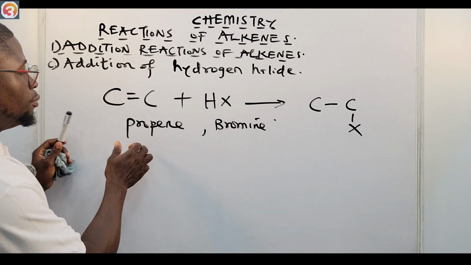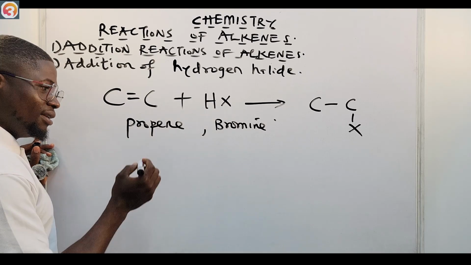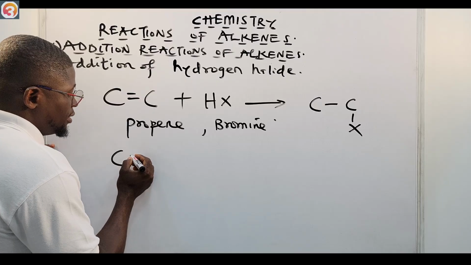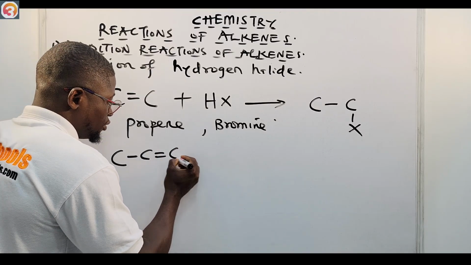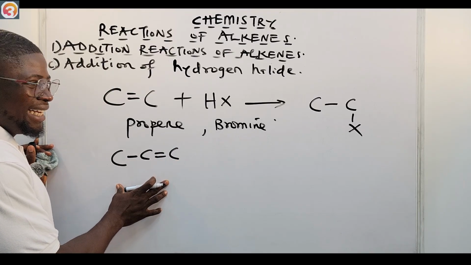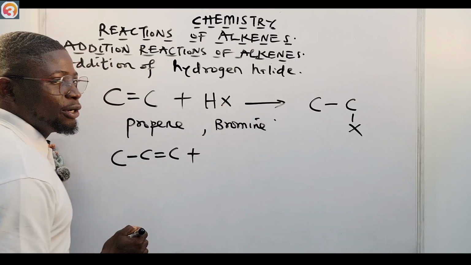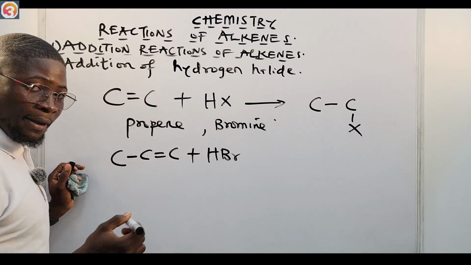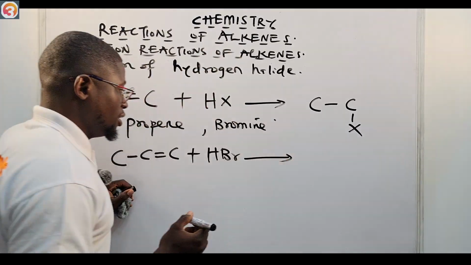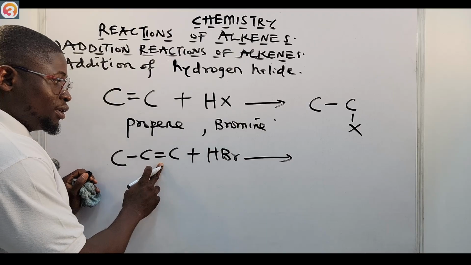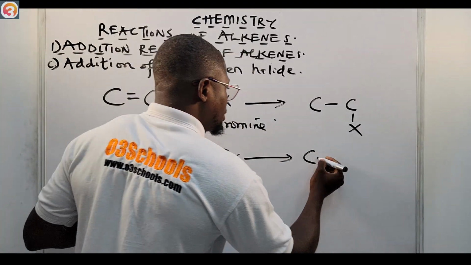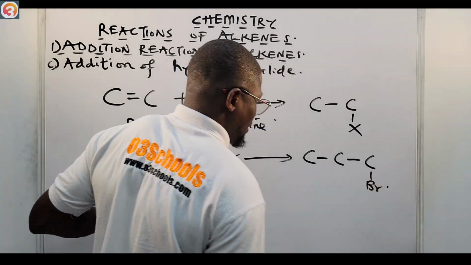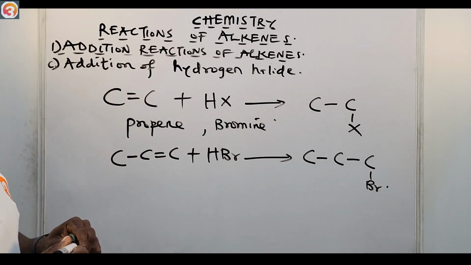Propene has how many carbon atoms? 3 carbon atoms. So C single bonded to C, double bonded to C. This is propene, or prop-1-ene, reacting with hydrogen halide. Because it's bromine, that is HBr. So what will happen is that this double bond will be broken, and I'm going to have C single bonded to C, single bonded to C, and I'm going to have Br here. So it's as simple as ABC.